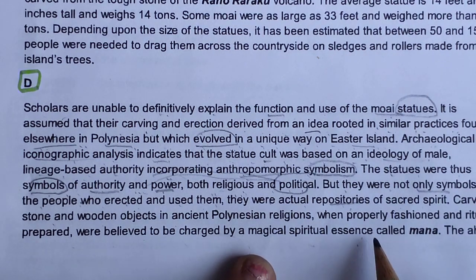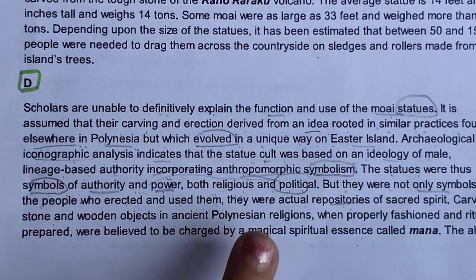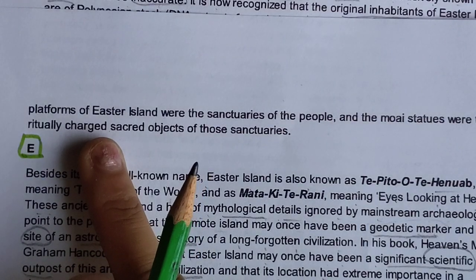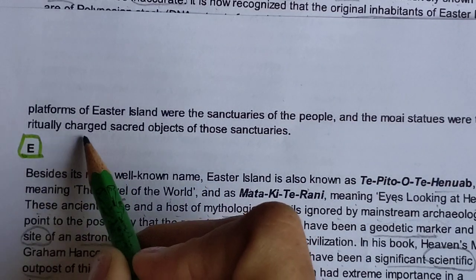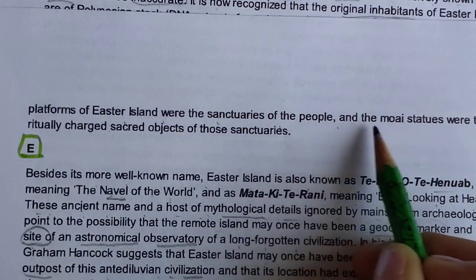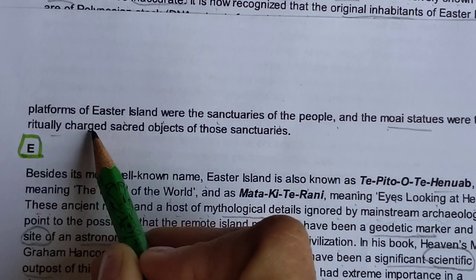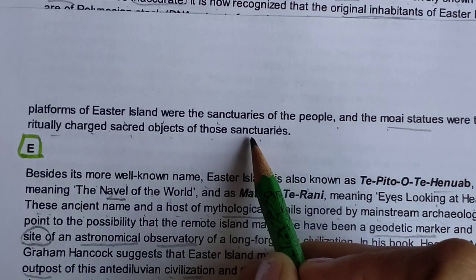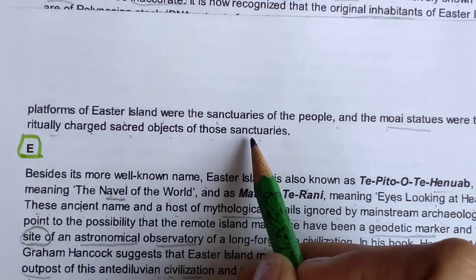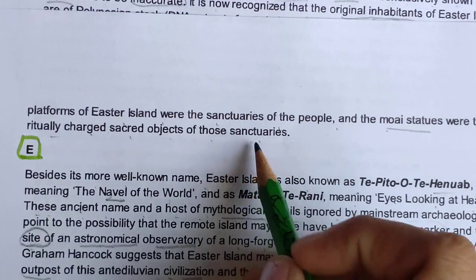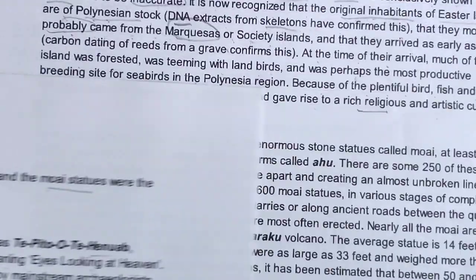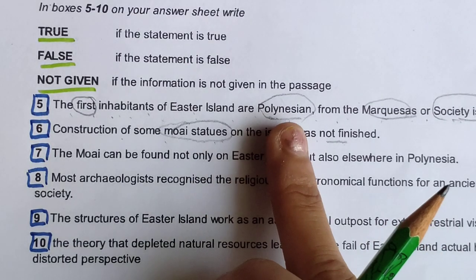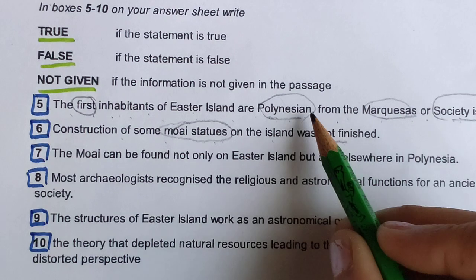So let's read the next part of this paragraph. This is the next part of paragraph D, a few lines. Platforms of Easter Island were sanctuaries of the people and Moai statues were ritually charged sacred objects of those sanctuaries. So it means in this paragraph it is not given. So what will we be doing? For the time being, we can leave this, but I think I am making a mistake.